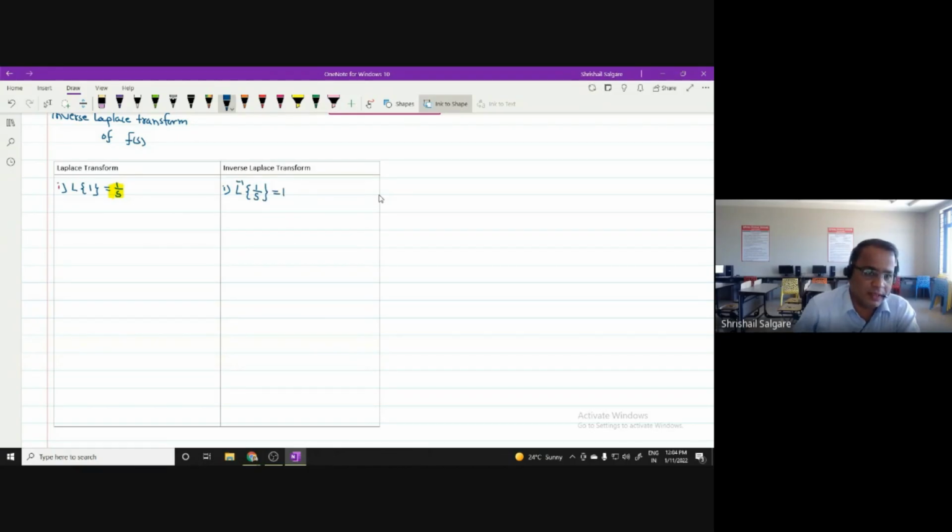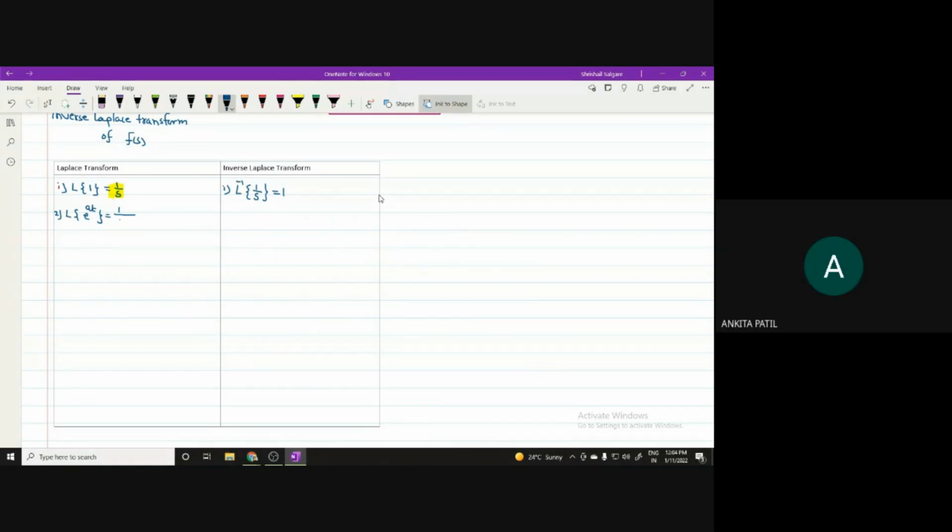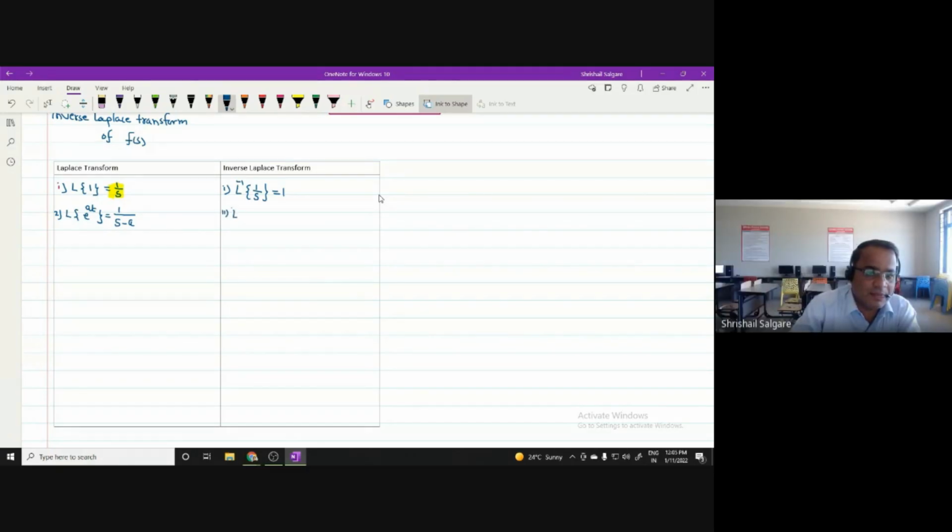Now the second result: the Laplace transform of e to the power at. Ankita, what is the answer? 1 upon s minus a, not 1, in this case. Okay. So the inverse Laplace transform of 1 upon s minus a is given as e to the power at. Correct? There is a condition, s greater than a, that I will not write; I think you understood.